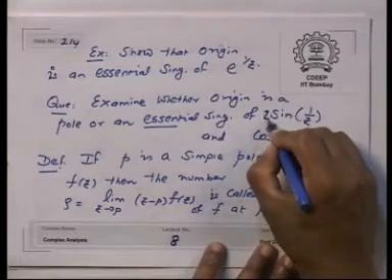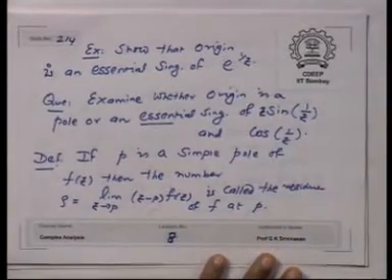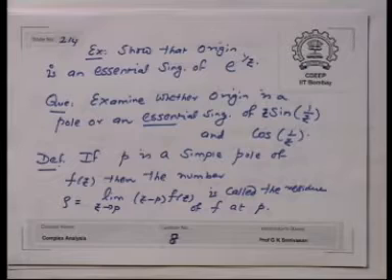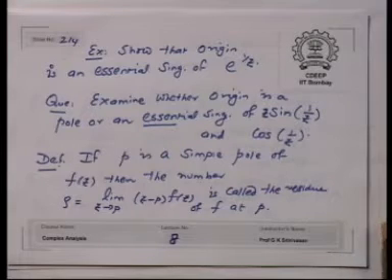What about this? What is the limit as z tends to 0 of z sin 1 over z? Still, the origin is not a removable singularity. The limit does not exist. Take z equal to iy, right? You get, the limit will not exist.